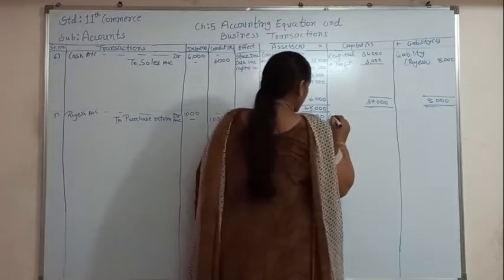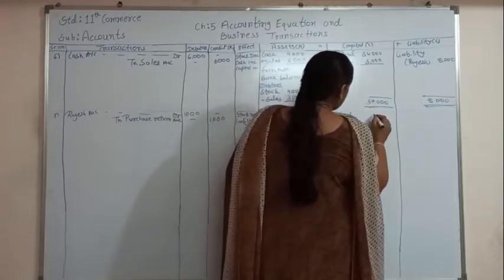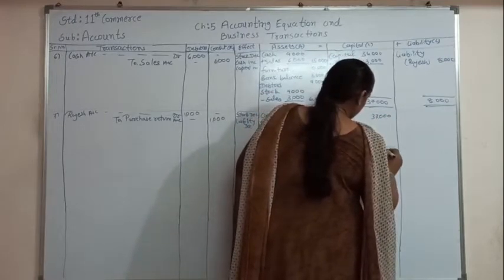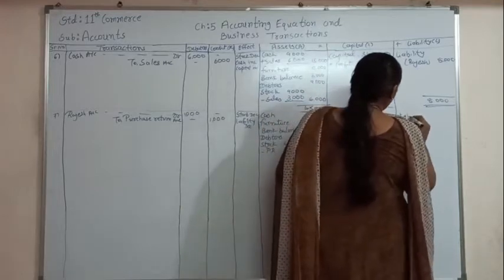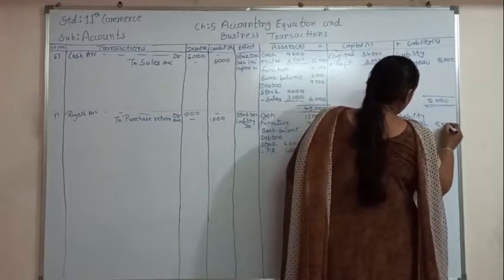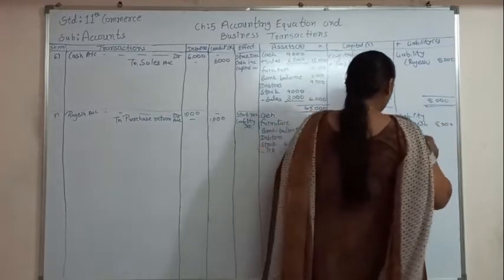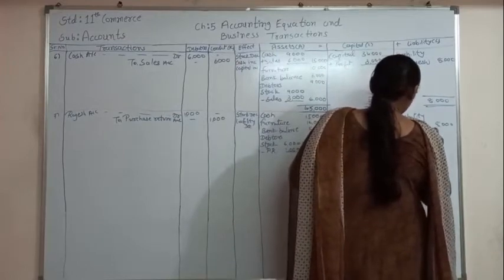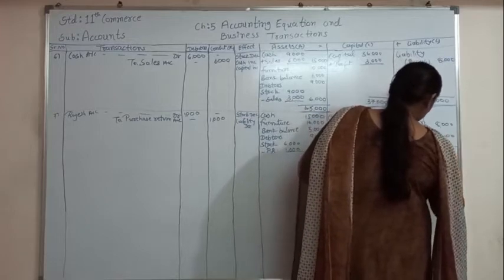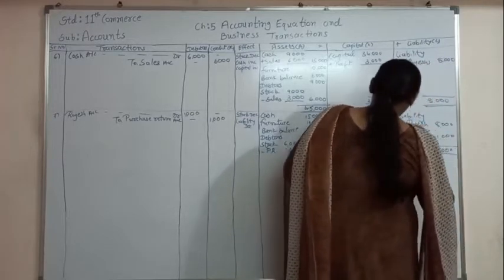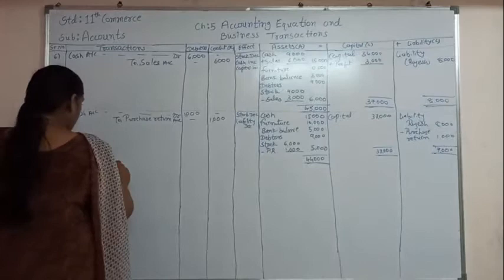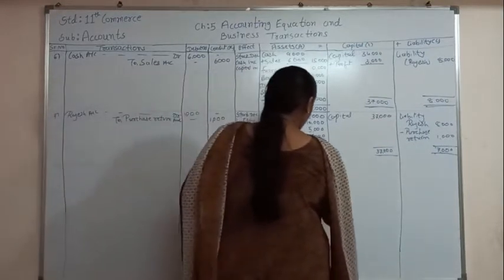And here we are going to write capital as it is, 37,000. And here the liability of Rajesh, 8,000, minus we are going to write purchase return of rupees 1,000. So liability will be 7,000. So here 37 plus 7 will be 44. So here the transaction is going to be finished.